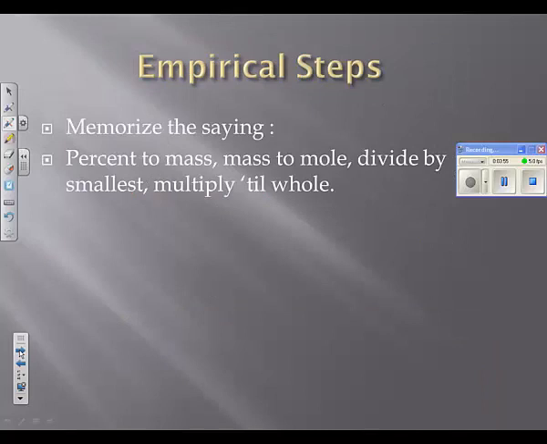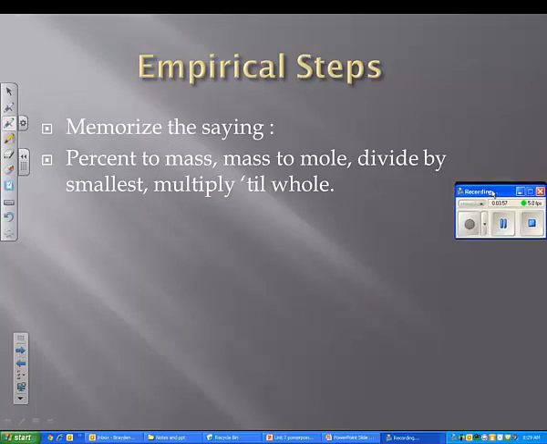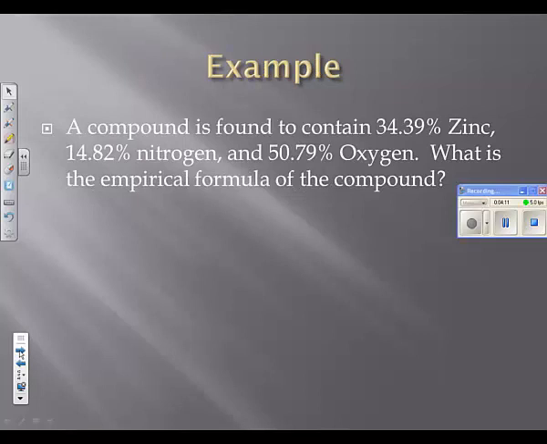So memorize this saying. You're going to hear us say it a lot. Percent to mass, mass to mole, divide by smallest, multiply to a whole. It has a nice little rhythm, nice little rhyme to it. Make sure you can do it in your head, because those are the steps. And if you know the steps, you know the rhyme, these are very easy, but they do take a lot of work. So let's do our first one.